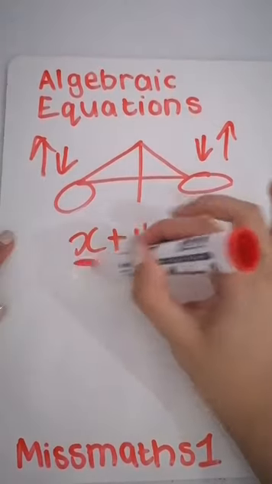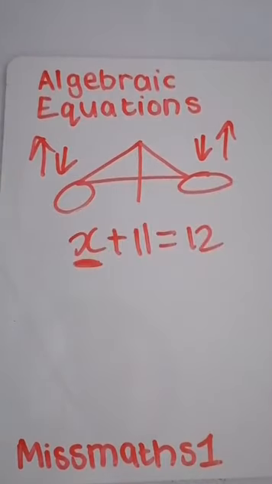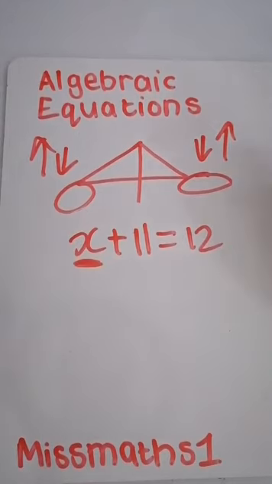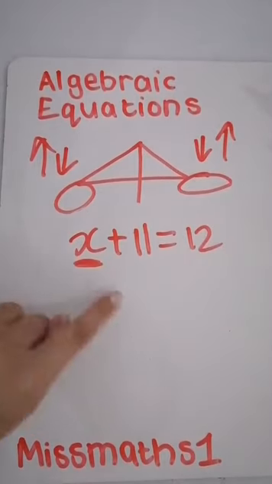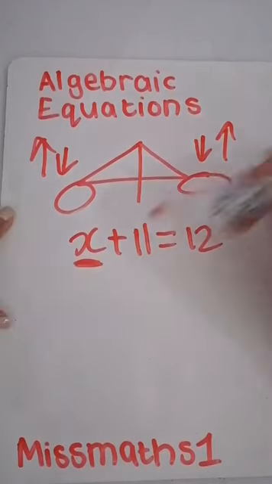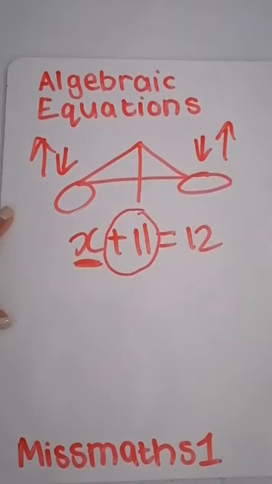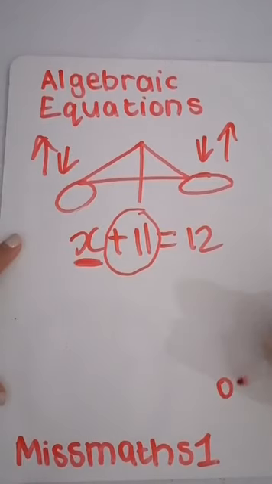Let's figure out what X is. Okay, so we're going to start off. In order to get X on its own, to isolate it, we need to get rid of all of the other things which are on that same side of the equation. So I want to get rid of this plus by 11. So I'm going to do the opposite operation. That's very important. I always say opposite operation.